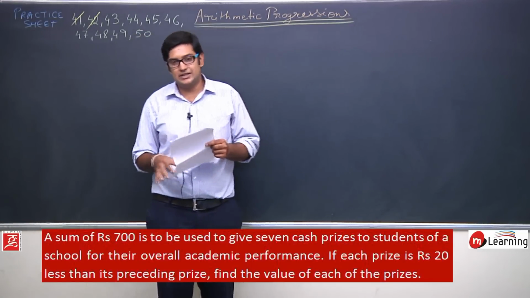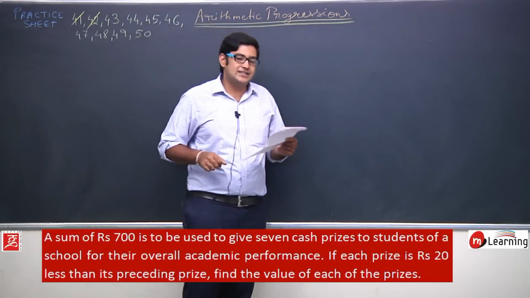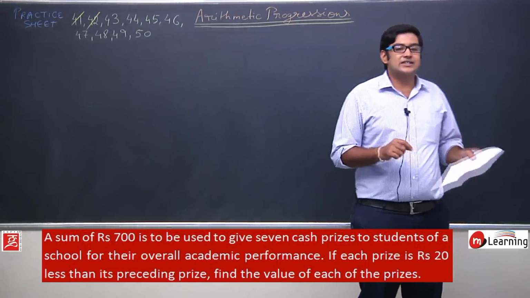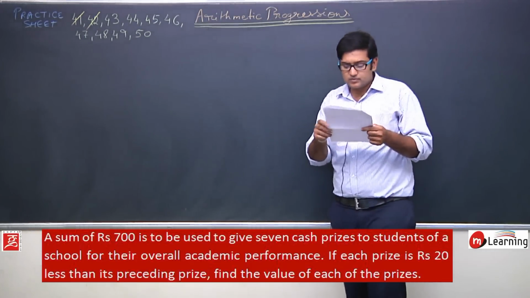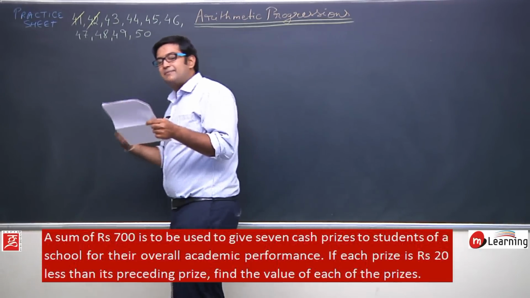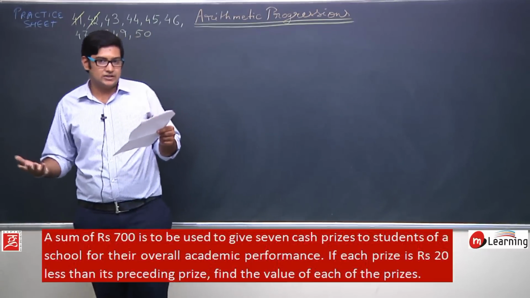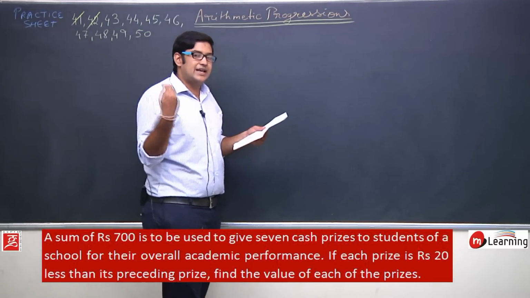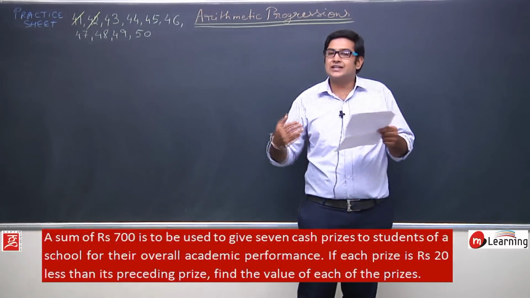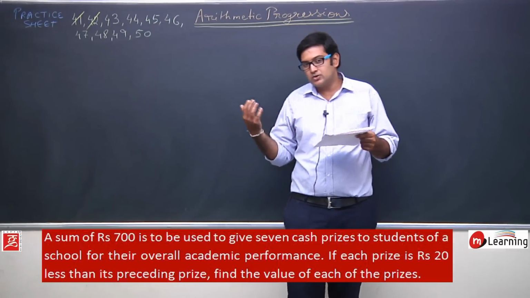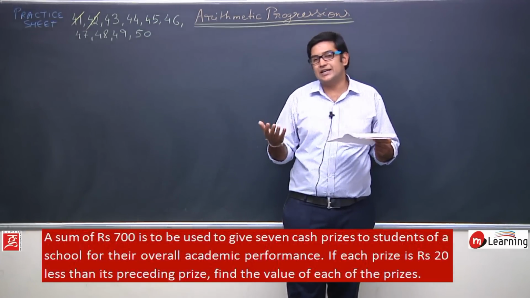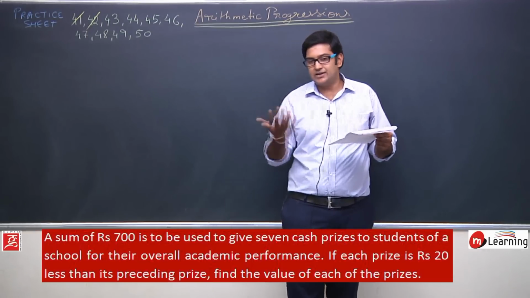Okay, 7 different prizes they need to distribute, but there is a condition to distribute the 700 rupees to 7 students, and that condition is each prize is 20 rupees less than its preceding prize. That is, if the first cash prize is, let us say, X rupees, the second cash prize should be 20 rupees less than the first cash prize. Okay, so if the second cash prize is X minus 20, then the third cash prize should be 20 less than the second cash prize, and so on.